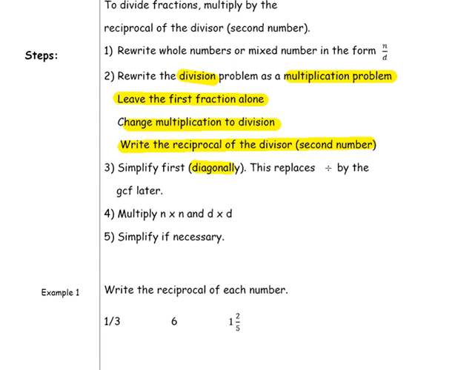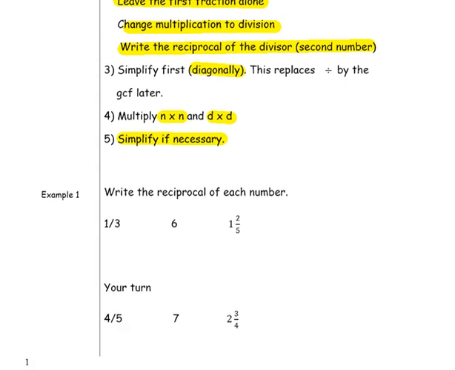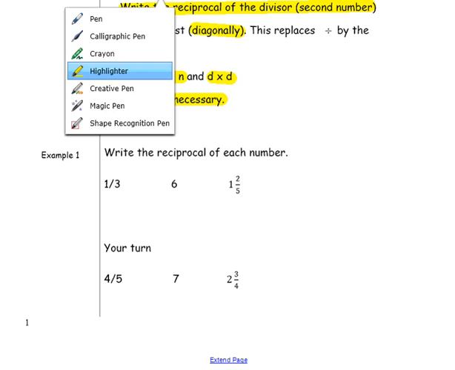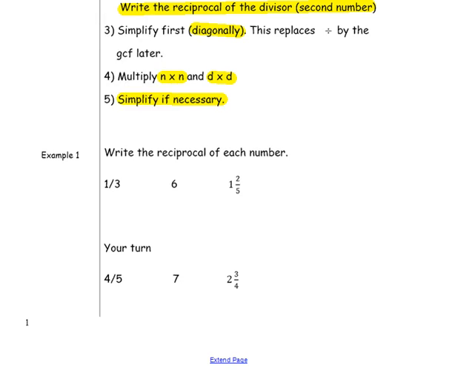Remember to do that diagonally. This replaces dividing by the greatest common factor later. Then multiply your numerators, multiply your denominators. Finally, simplify if necessary. In example 1, first, practice writing the reciprocal of each number.